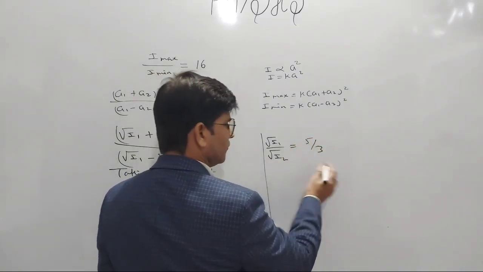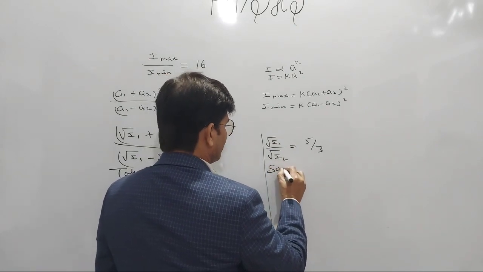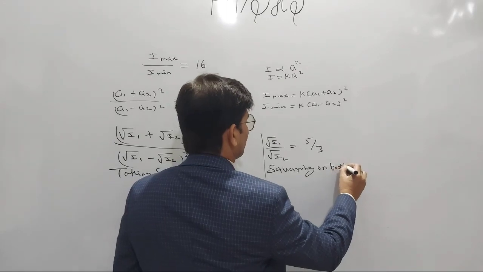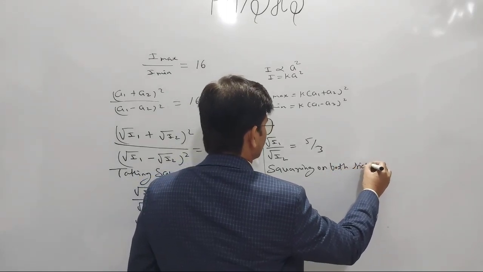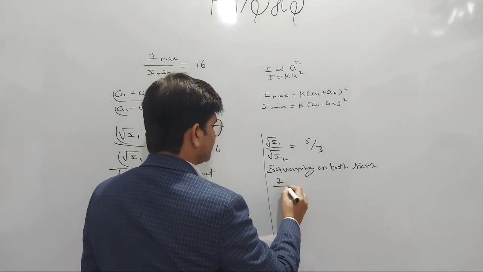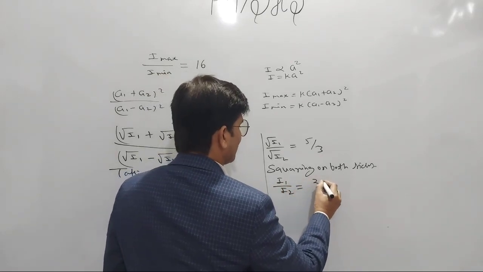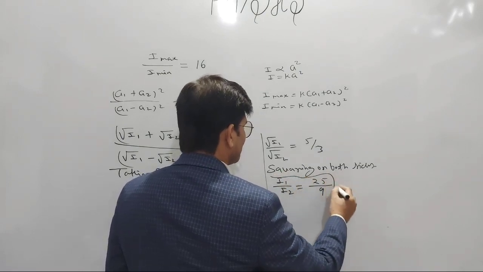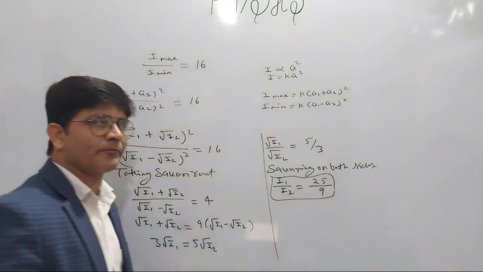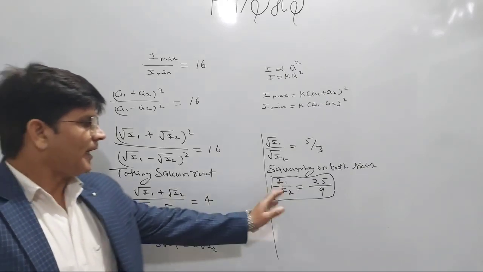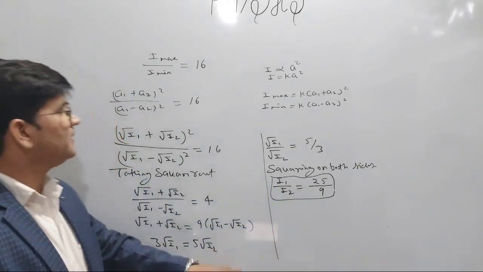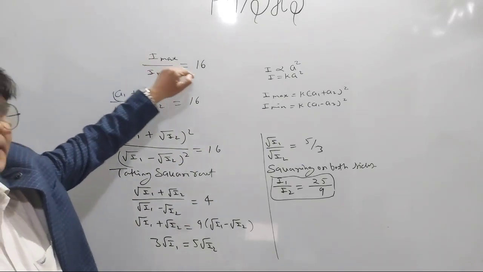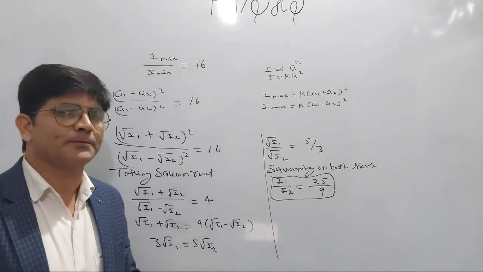So squaring on both sides, we have I1 upon I2, square of 5 is 25, square of 3 is 9. So the ratio of intensities of the waves interfering together, I1 to I2, is 25 by 9, while the ratio of their maximum and minimum intensity is 16. So this is the solution of this question.